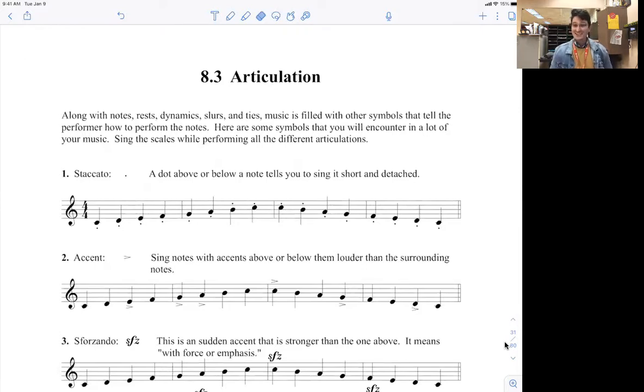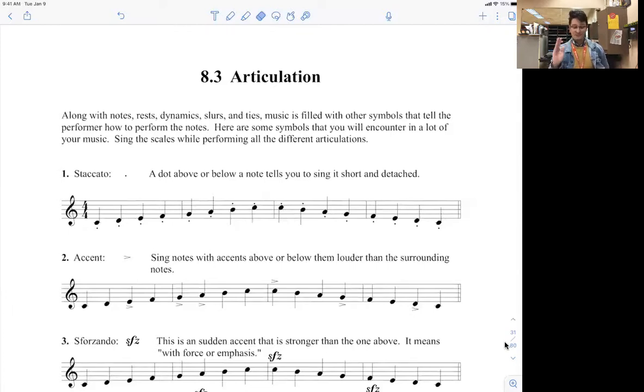So the first is a staccato. A staccato is a dot above or below a note that tells you to sing it short and detached. We do this a lot in our warm-ups, but here is a major scale: do, re, mi, fa, sol, la, ti, do, ti, la, so, fa, mi, re, do. And I'm going to sing it as if all of those notes have staccato on them, like this. So it's going to be short and detached. Do, re, mi, fa, sol, la, ti, do, ti, la, so, fa, mi, re, do.